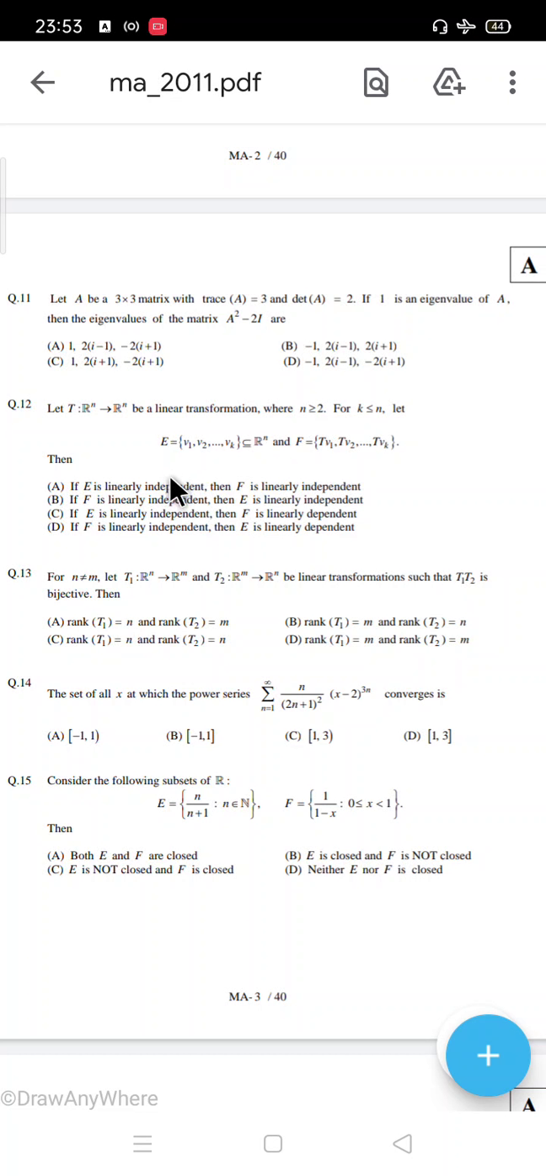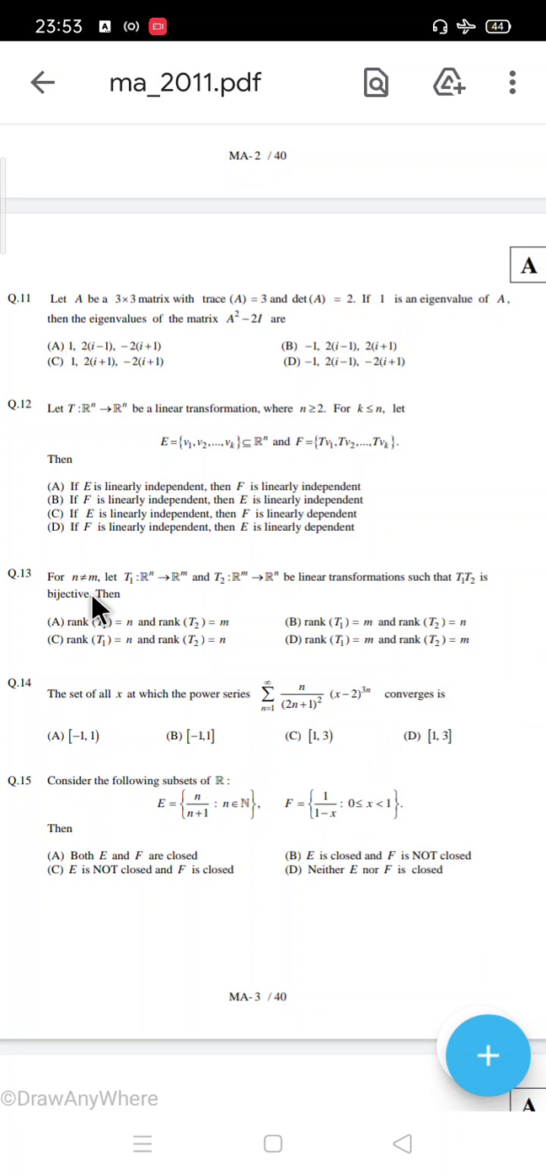Suppose I am having c1 v1 plus c2 v2 up to ck vk equal to 0. This implies that each of the ci is 0. So what should I do? I should start with this, no? Let us take T. It was c1 T(v1). So when E is linearly independent, then F is linearly independent. Option E is the perfect one. Correct? That is quite clear from this.